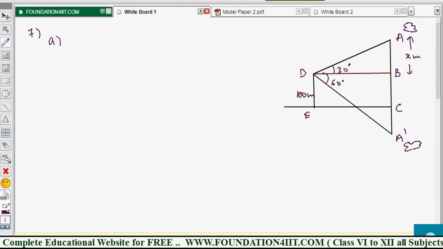From 100 meters above, the angle of elevation and angle of depression are there. Let us take the triangle. So let A be the cloud and A dash be the cloud's reflection. This is the reflection. So everything is 90 degrees. So in any triangle, this angle is 90 degrees.